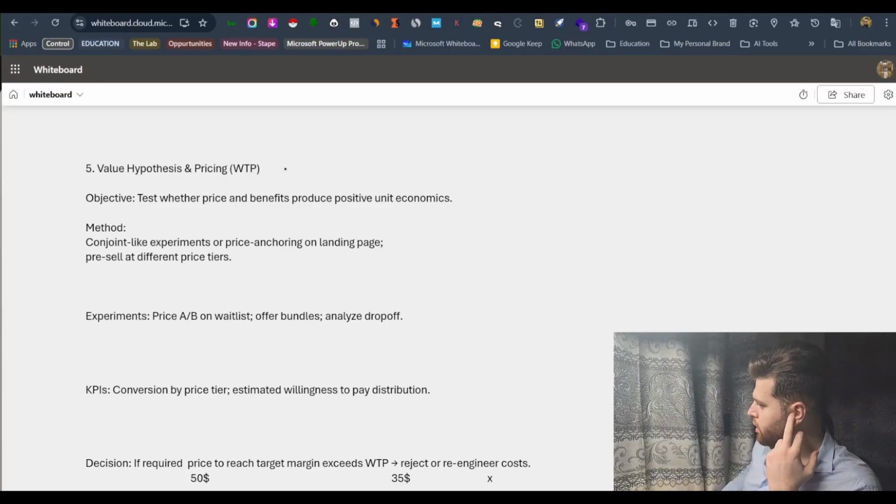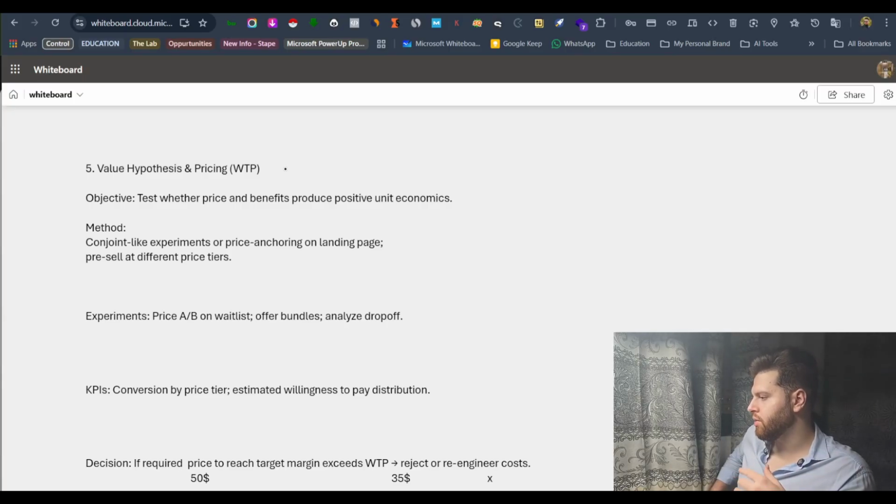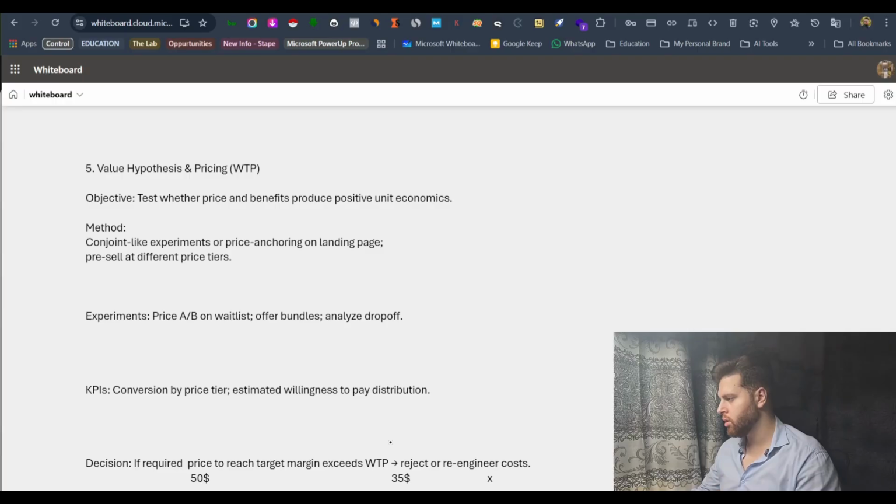So the first one is the conjoint, where you're actually doing surveys. Again, we explained this in a better way in the ebook. The second way is price anchoring, like $25 and $15 after discount, or a pre-sell at different price tiers. The experiments are A/B testing. You can run ads on different landing pages and actually test which price is better at attracting more conversions, and analyze the drop-off.